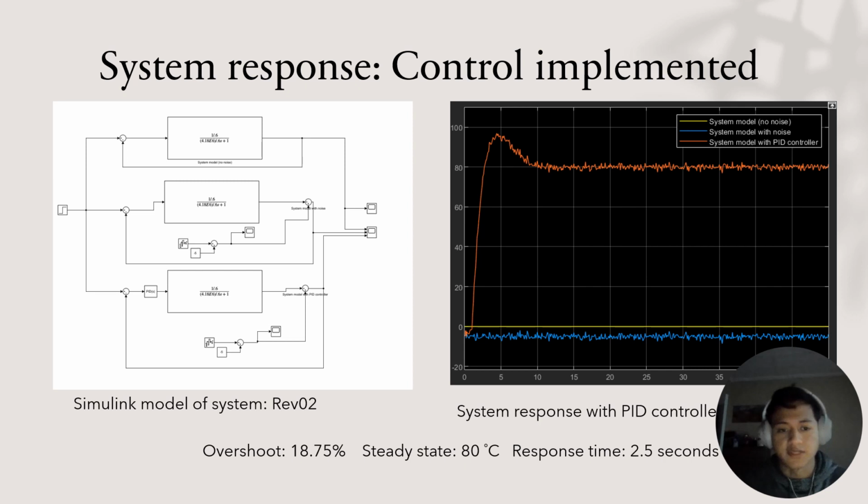The yellow line represents the system model without the controller, and we can see that it's very slow. It doesn't even move above 0 after 20 or 30 seconds. Under that, we see the blue line, which is the system with the noise. That's just the temperature oscillating. And the red line represents the response after we include the PID controller. For this PID controller, we see an overshoot of 18%, a steady state of 80 degrees Celsius, which is ideal, and a very fast response time of 2.5 seconds.